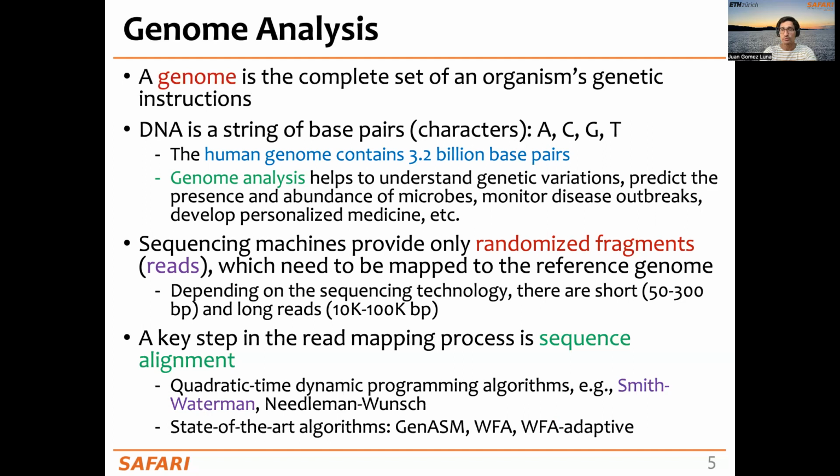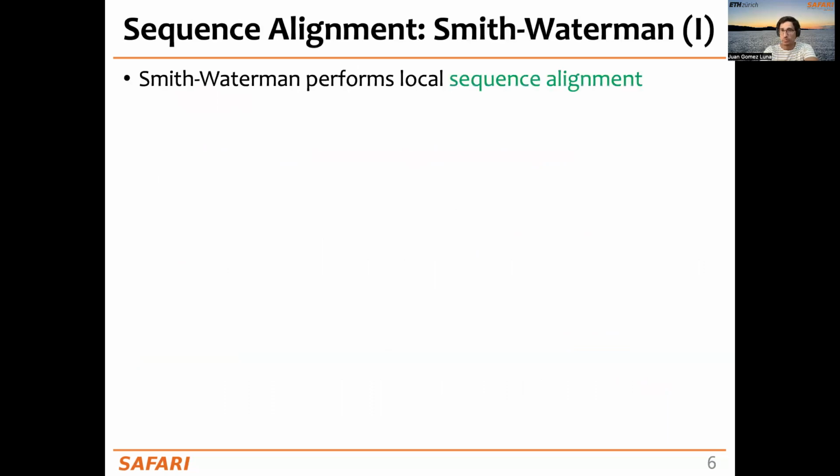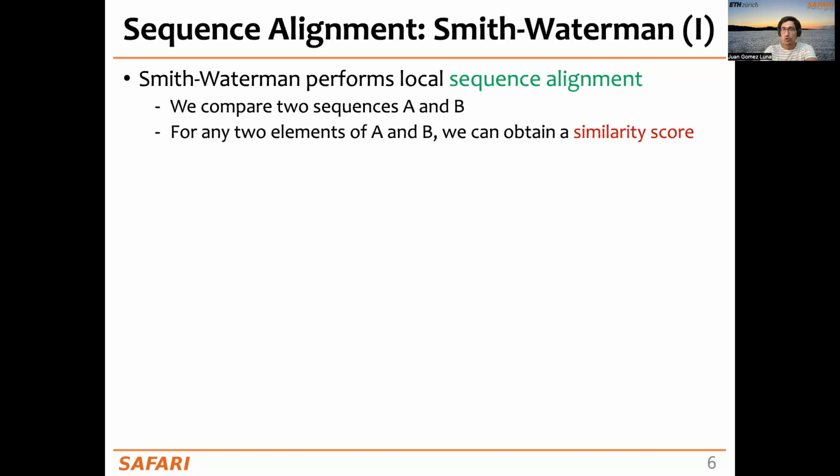But in order to give you some background and some understanding about sequence alignment algorithms, we are going to focus on the basic version of Smith-Waterman that performs local sequence alignment. And in this Smith-Waterman algorithm, we compare two sequences, A and B. And for every two elements of A and B, we are going to obtain a similarity score.